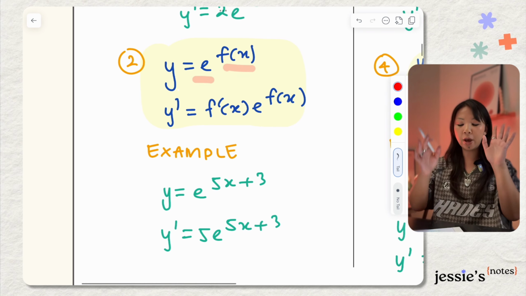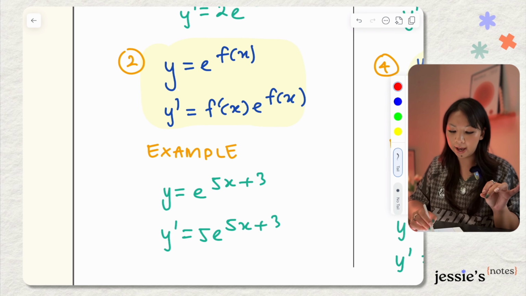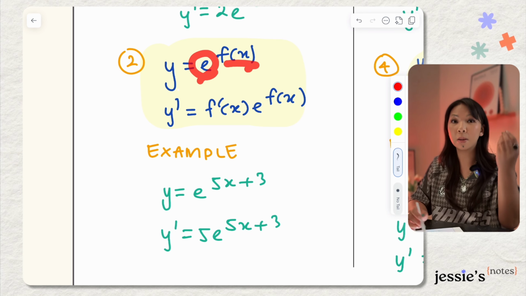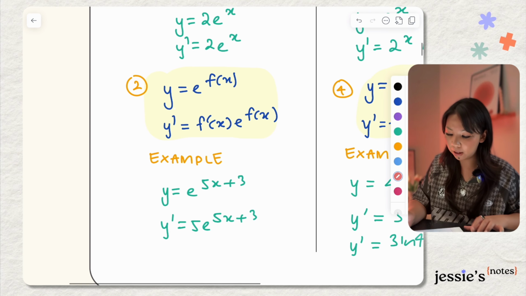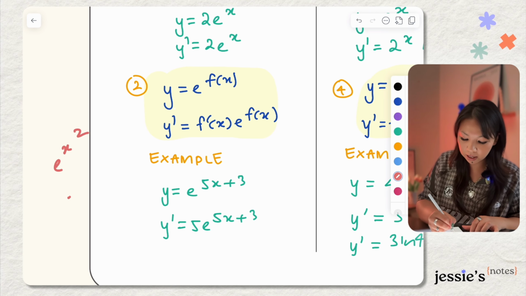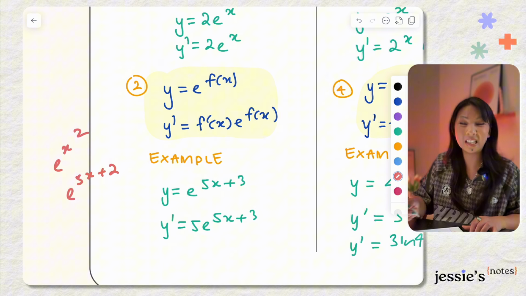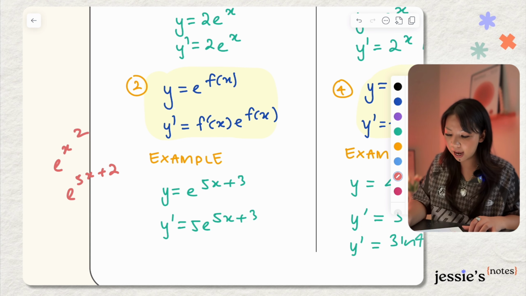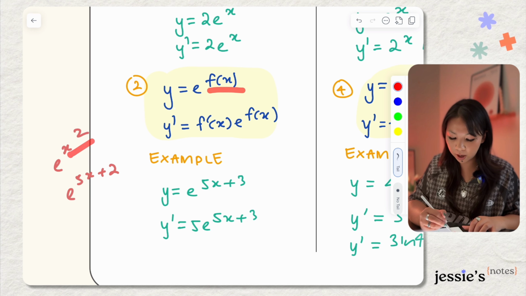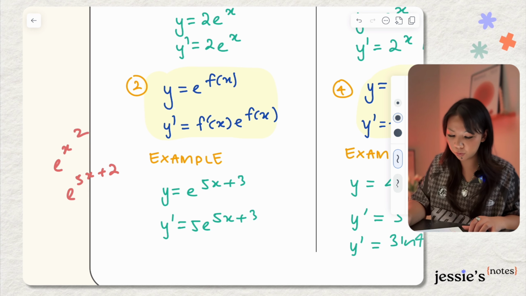So this is whenever you have a type of function where the base is e, but the power is something more complex. So it might look something like e to the x squared, it might be e to the 5x plus 2. These are all just different examples. And in this case, f of x would be x squared, or f of x could be 5x plus 2.